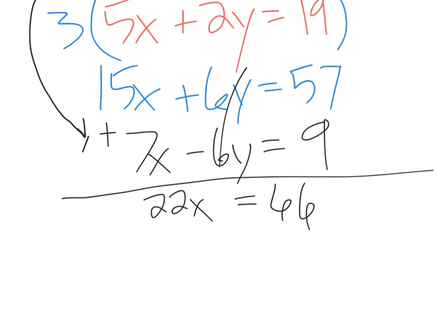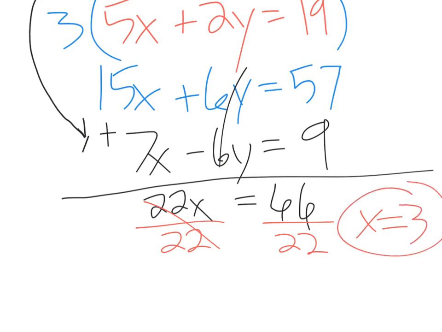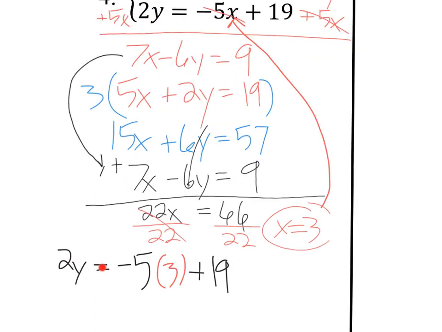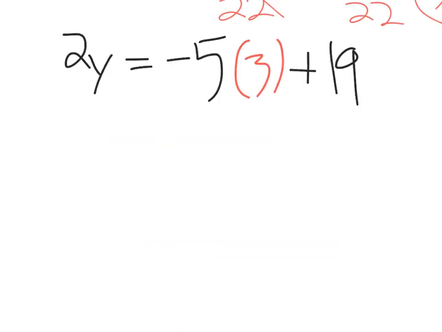So 22 is married or multiplying to the x, so divorce, divide them apart. 66 divided by 22 is 3. X equals 3. So take that 3 and plug it in to one of the original equations. If you plugged it into one of these, you'd still get the same answer, but I try and keep things simple and just go back and plug it into the original. So I think the easier one for me to plug it into would be this bottom one, since it's almost in y equals form. So I wrote 2y equals negative 5x, but I plugged in that 3, so negative 5 times 3 plus 19. Now let's just do the math.